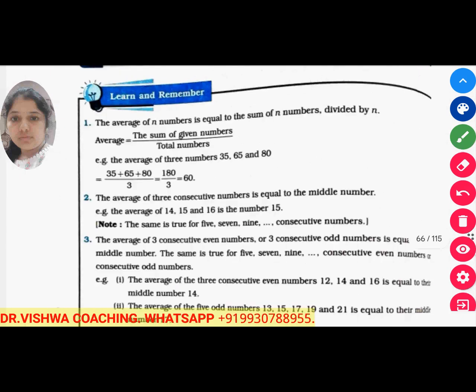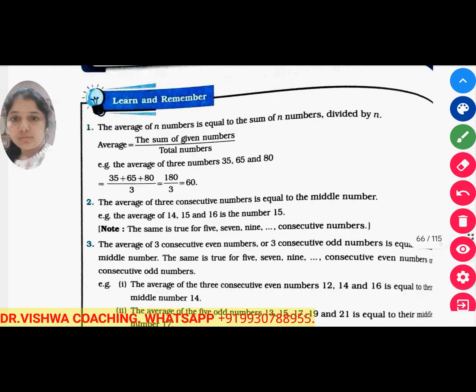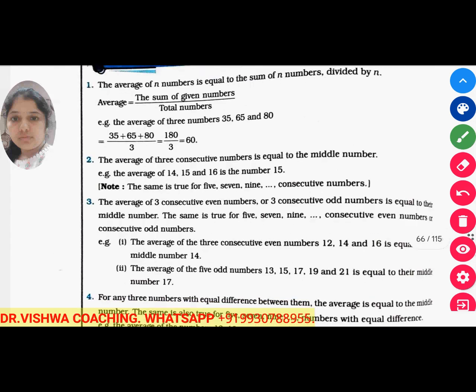The sum of given numbers upon total numbers is equal to average. It is the formula of average. If we have to calculate the average of three consecutive numbers, the average is always their middle number. Means, if 2, 3 and 4 are the three numbers and we have to calculate their average, the average is always 3.